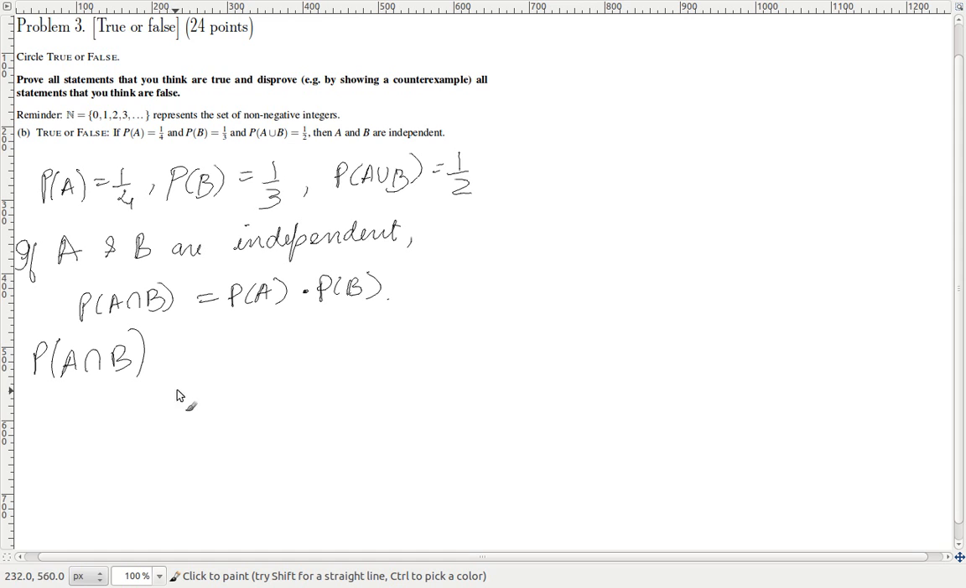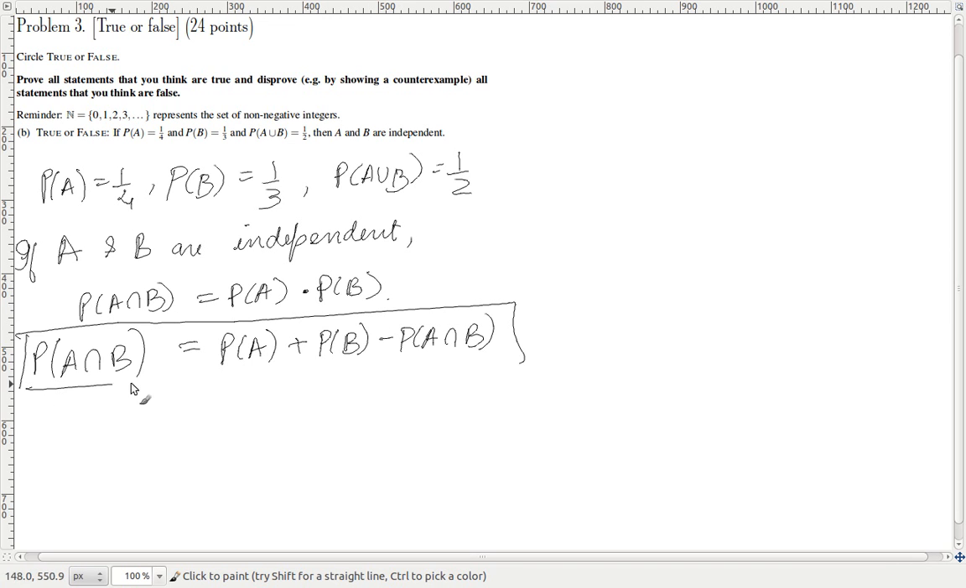So what is probability of A intersection B in terms of probability of A, probability of B, and probability of A union B? Probability of A intersection B is equal to probability of A plus probability of B minus probability of A union B. So this formula is all we need to calculate probability of A intersection B.